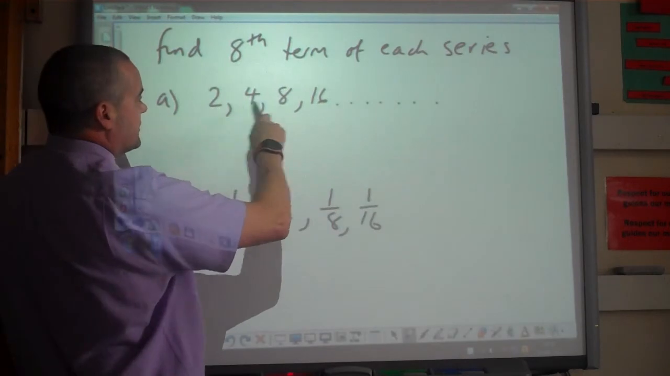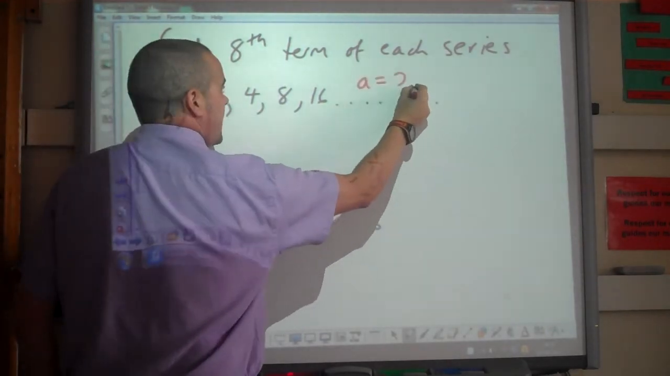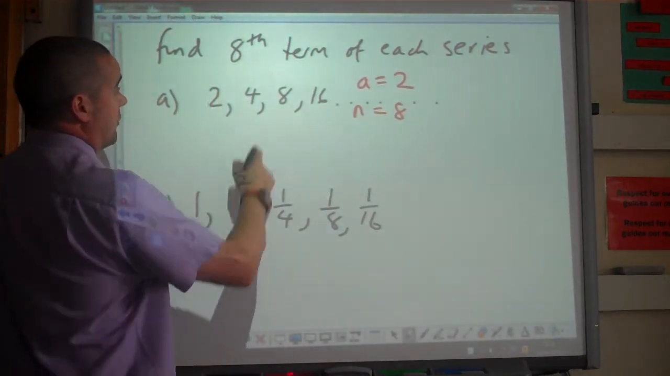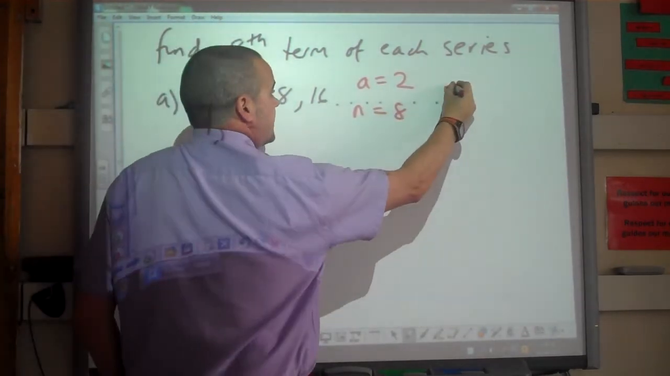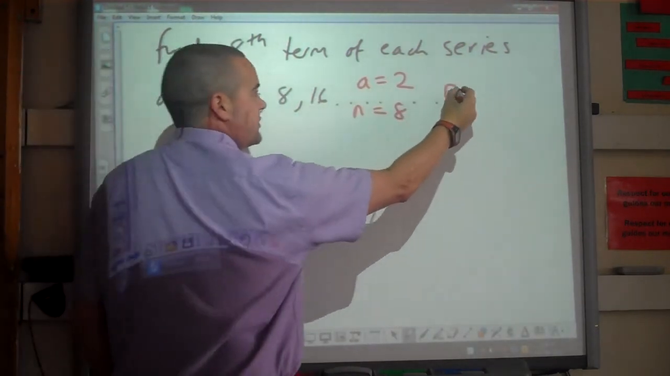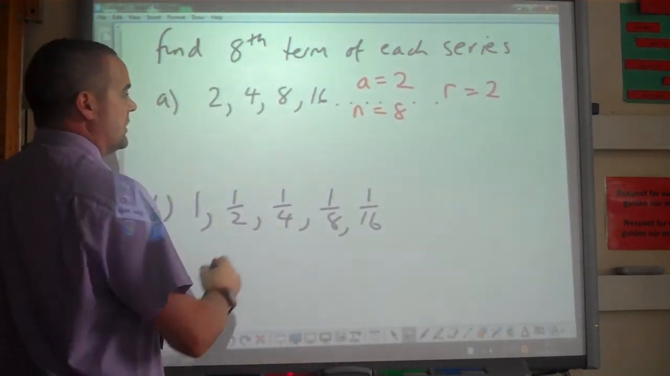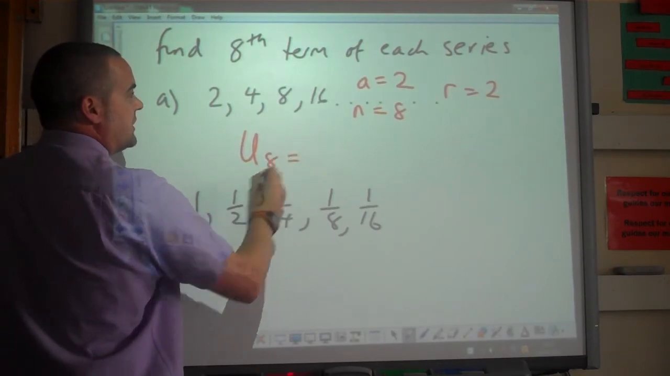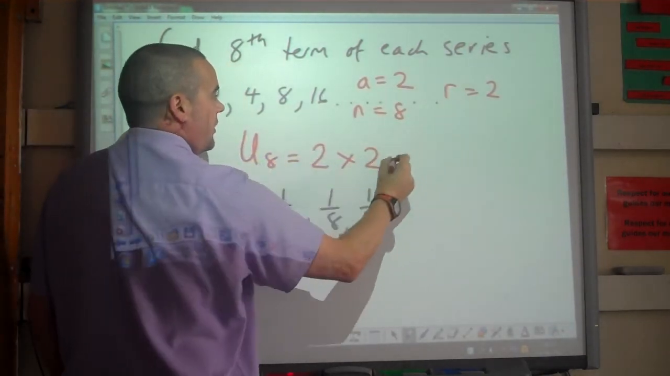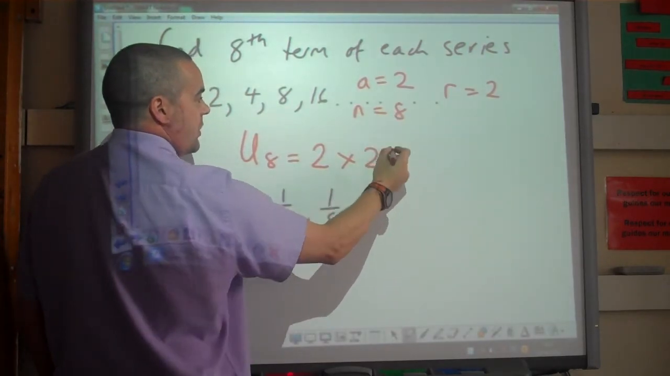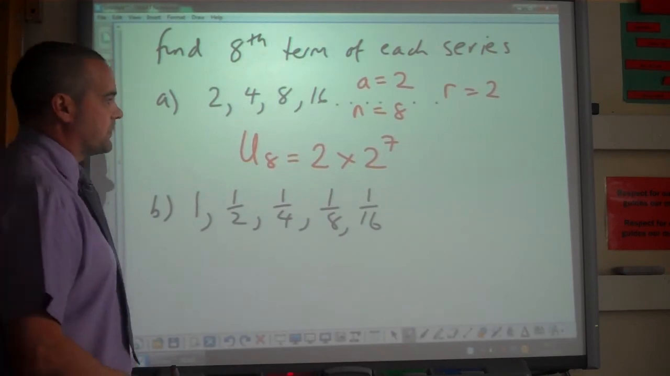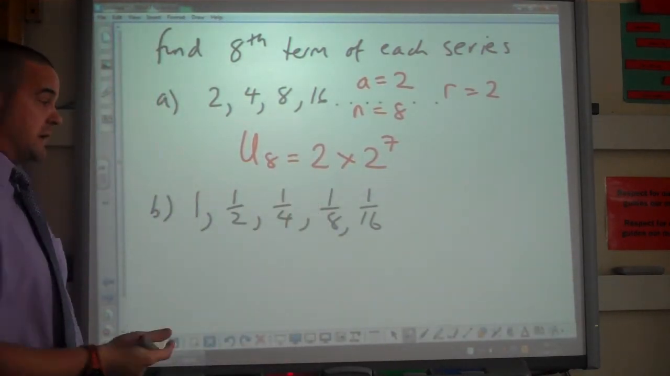So in this case, we have a first term that's equal to 2. We're looking for the 8th term, which is U8, and we're looking for a common ratio. Now in this case, we're just multiplying by 2 each time, so R equals 2. So I can say that U8 is equal to 2, the first term, times R to the power of 8 minus 1, which is 7. So 2 to the power of 7 times 2, which is actually 2 to the power of 8.